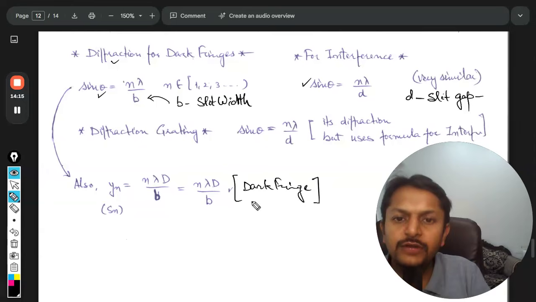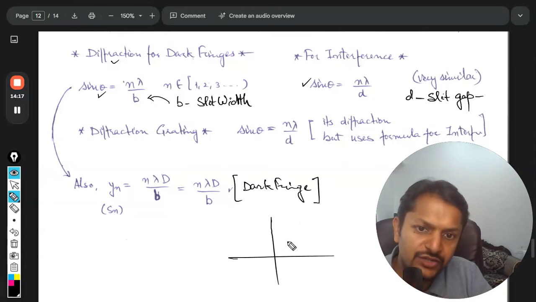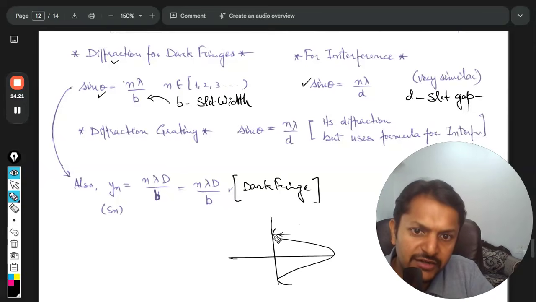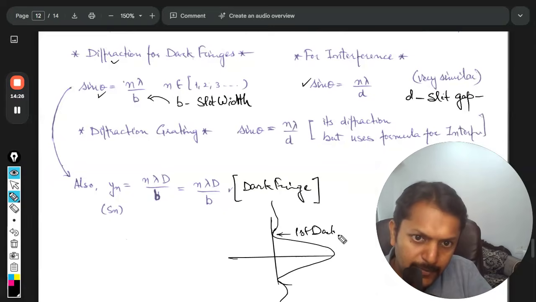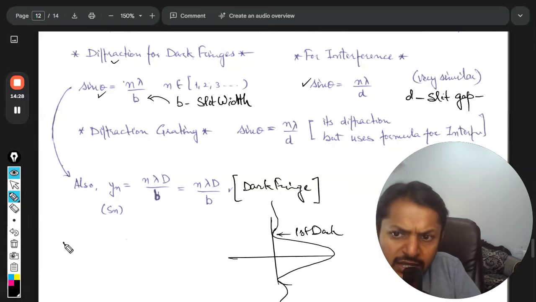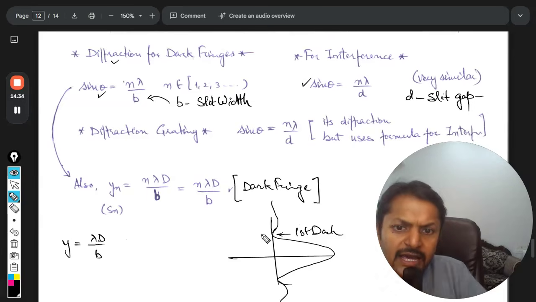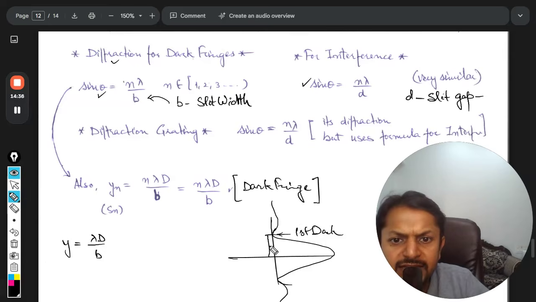So let's say you're talking about the first dark fringe for the diffraction. This is the diffraction pattern that we have got. So this is first dark. So I'm going to use this formula. So y1 is equal to lambda capital D divided by b, and this is going to give me this.